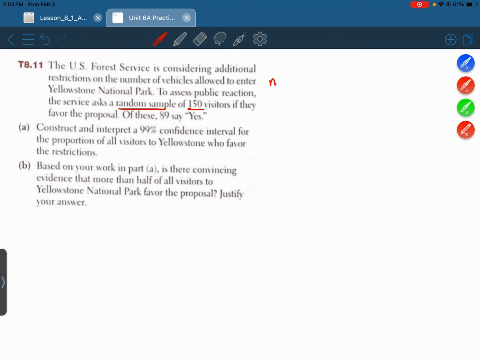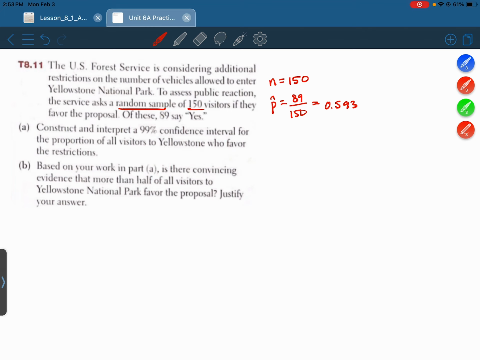All right, so I'm just going to make some notes here. Sample size n is 150. The sample proportion p hat is 89 out of 150, which is equivalent to 0.593.